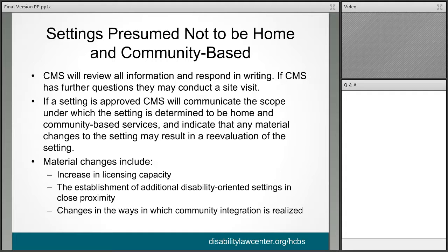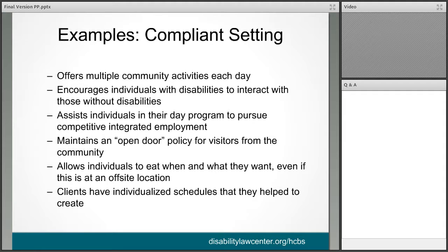And so CMS has decided that they need a higher level of scrutiny in order to determine if they can still operate as HCBS settings. And so even if you pass this heightened scrutiny, then CMS is going to put certain restrictions on you. And the restrictions are going to be that if there are any material changes to your program, then you're going to have to go through this process again.